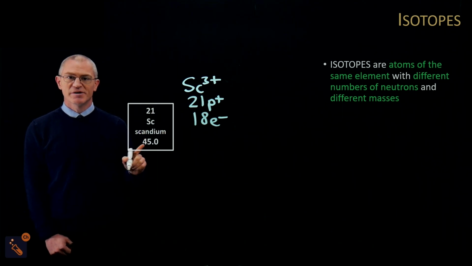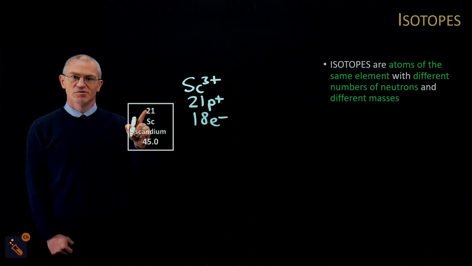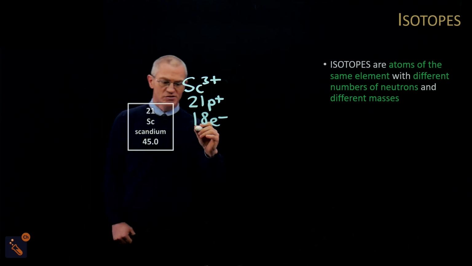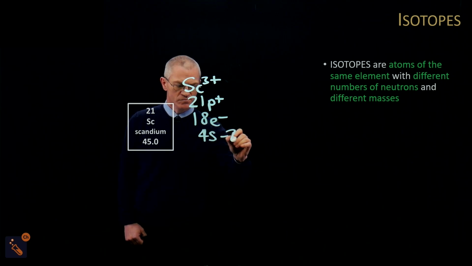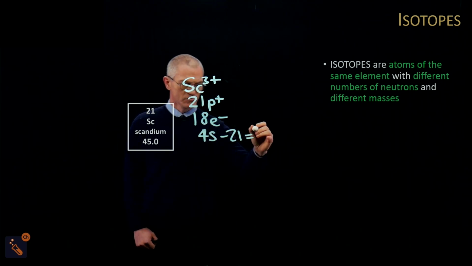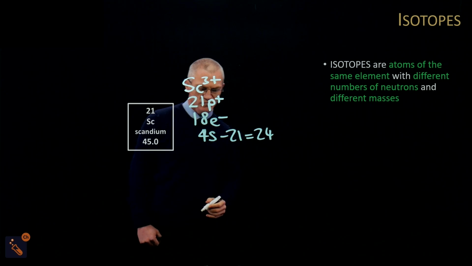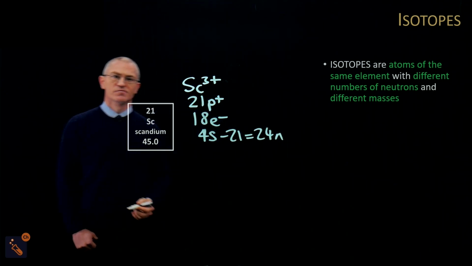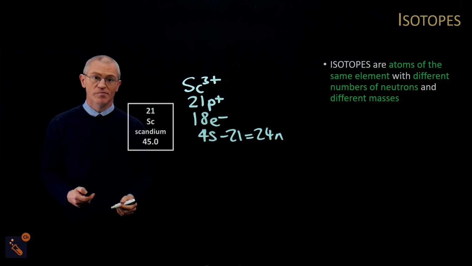The number of neutrons, remember, is the mass number, 45, take away the atomic number, which is 21. So 45 take away 21 is 24. So we have 24 neutrons. Right, we're going to do the next one.